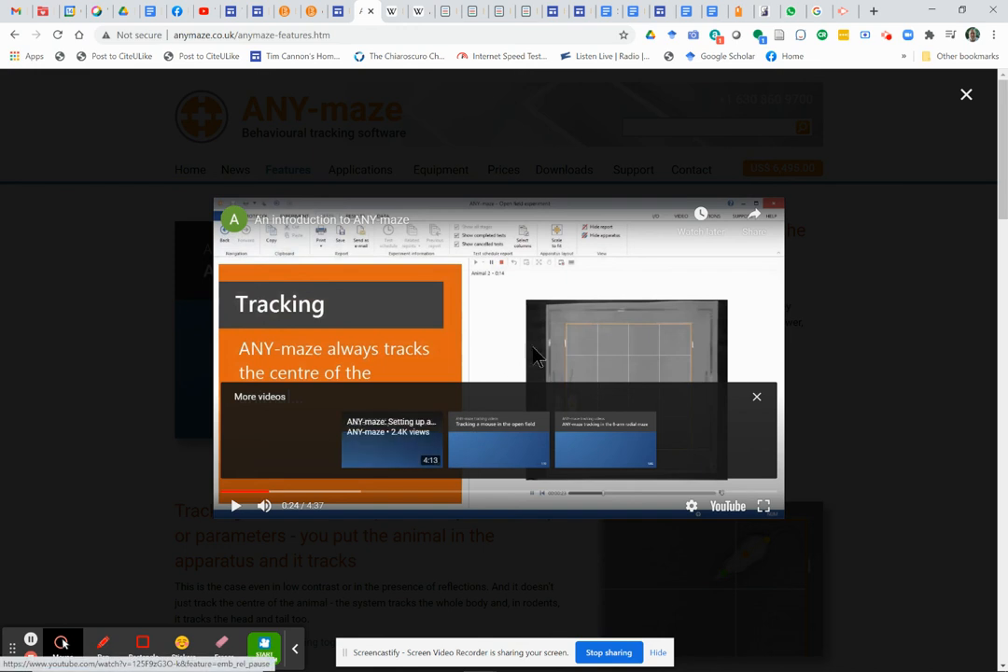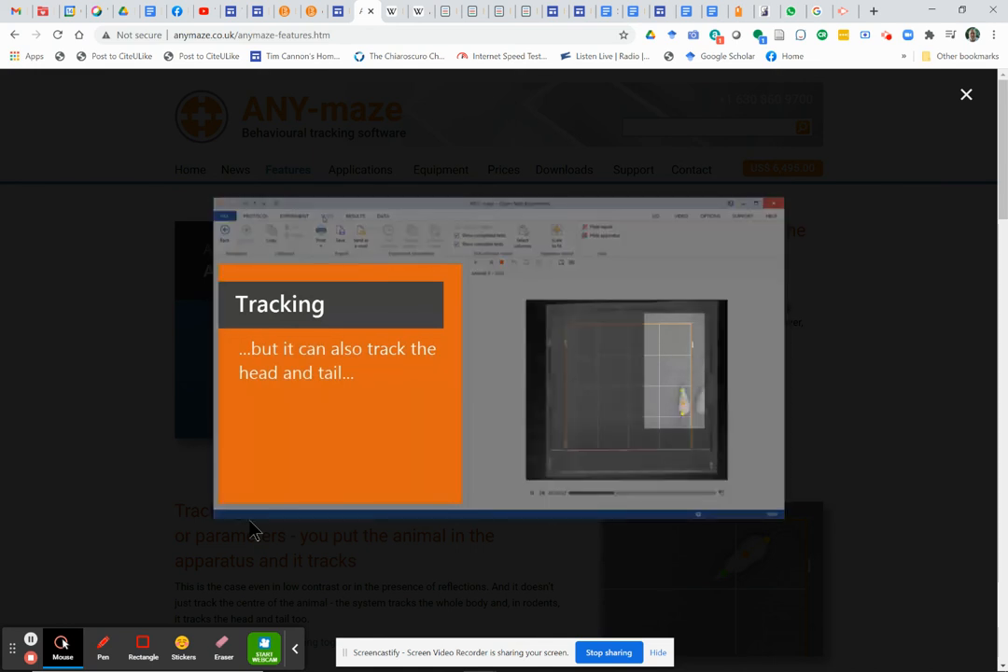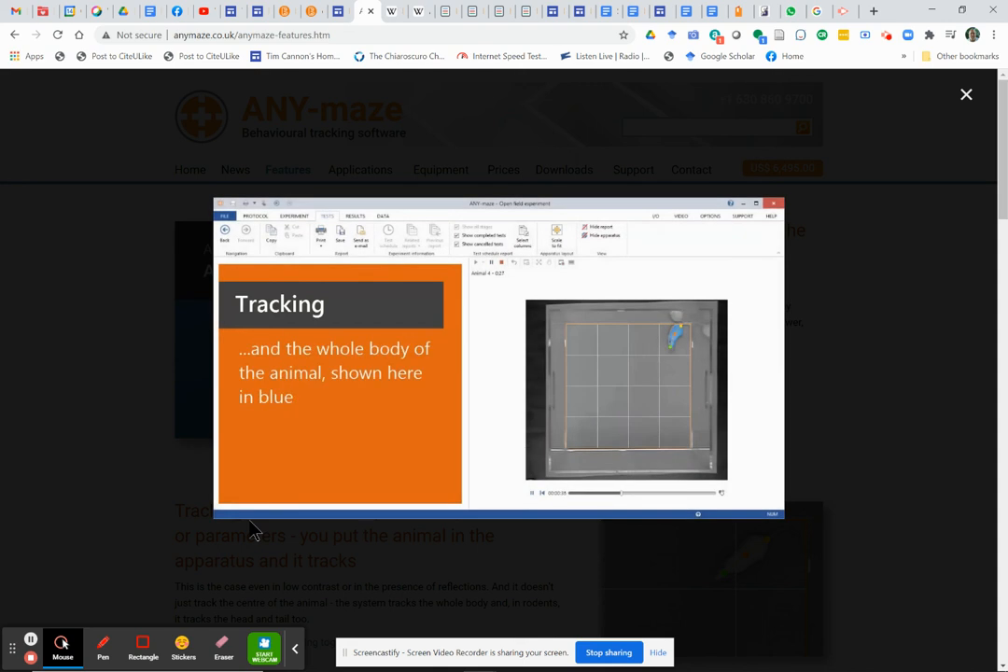So this is an open field, not a Morris water maze. And we're watching the animal explore. There's an orange dot in the middle of the body, but you can also get it to track the nose and the tail. You get a lot of data out of this.